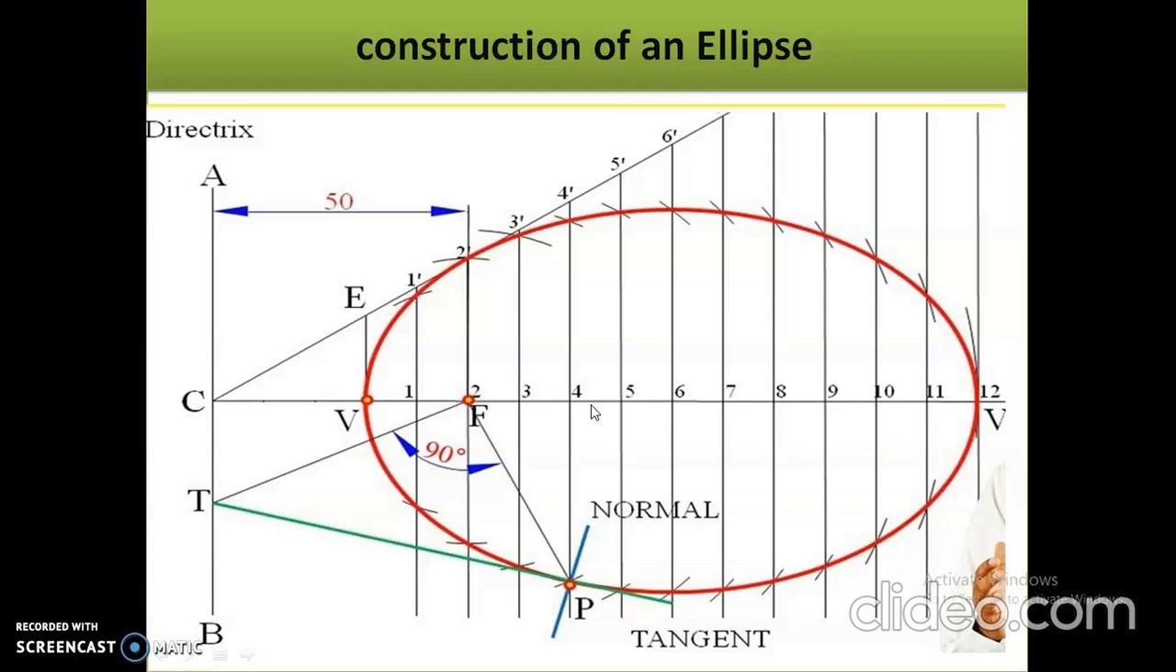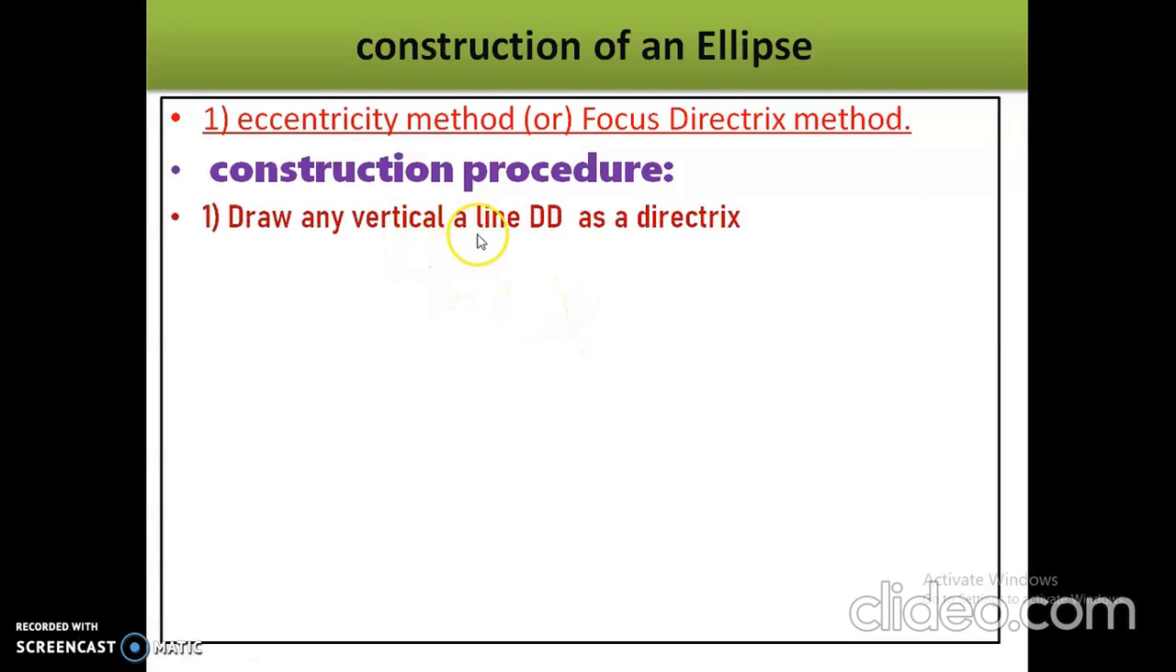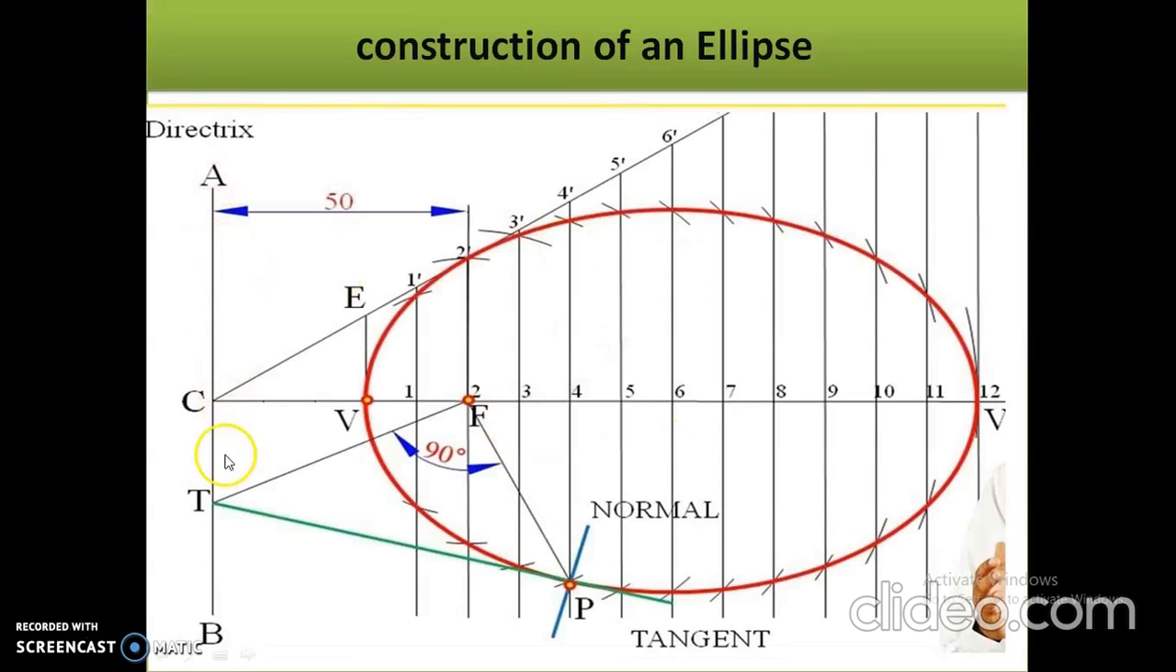Let us see the construction procedure for an ellipse by using the focus directrix method. First we have to draw the directrix line. First, draw any vertical line DD as the directrix line. See here in this figure, AB is called the directrix line.